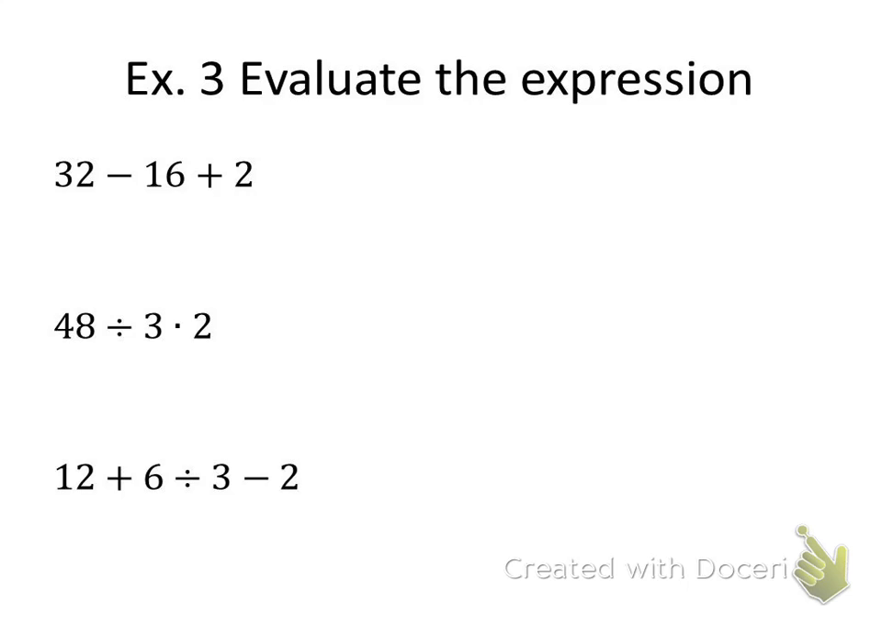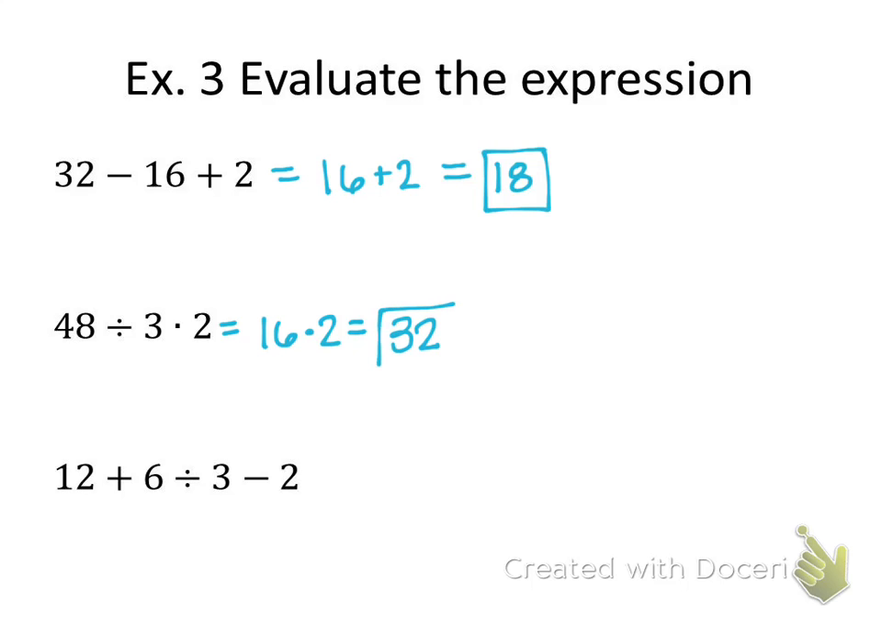All right, Tommy, tell me, what did you do for the first problem? You subtracted, so I'm going to do 32 minus 16, and I get 16. Plus 2, what would my final answer be? 18. Very good. All right, Devin, what did you do on the second problem? Divided. 48 divided by 3 is 16 times 2 is 32. Very good.